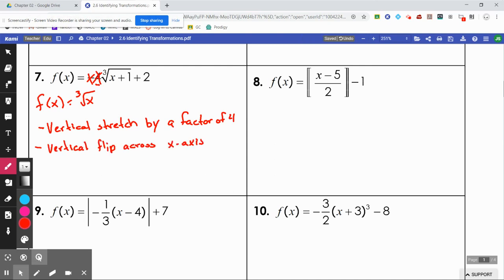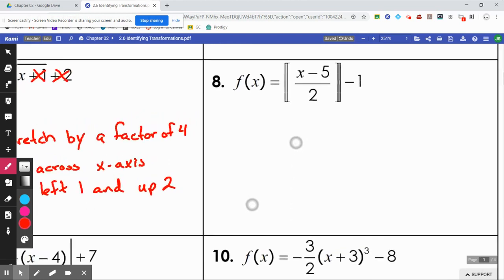And then the rest of the transformations we have are translations. Inside with the x, a +1 would move it left 1, and the 2 on the end would move it up 2. And I went ahead and just combined those into the same step there.